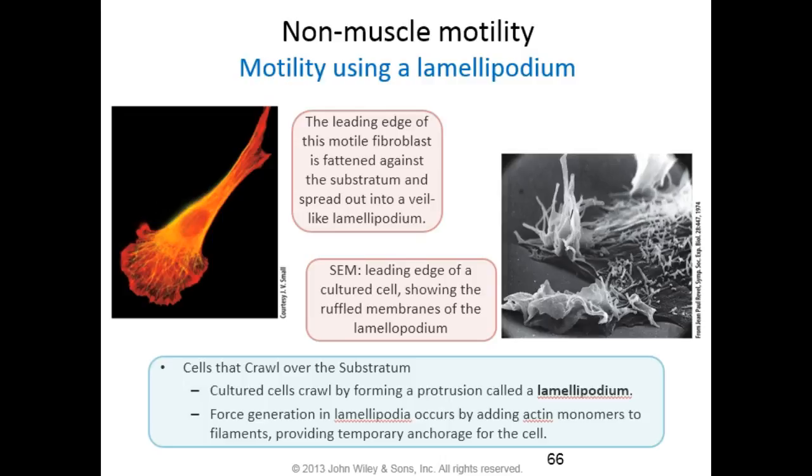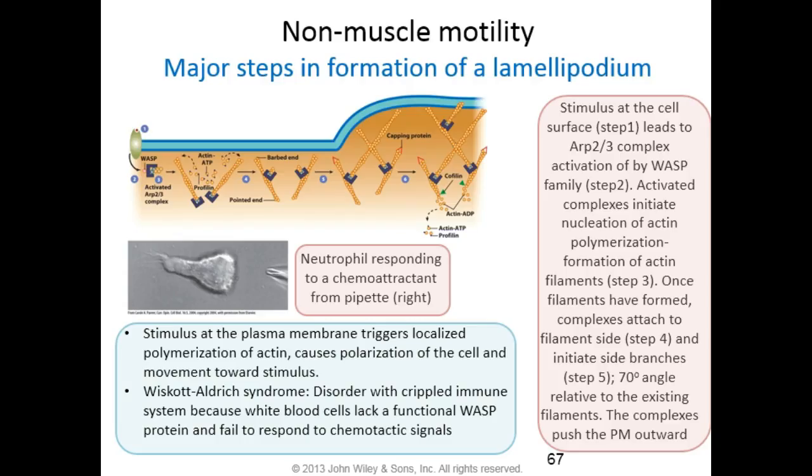Here's more cells that crawl over substratum, and more formations of lamellipodium. And the force generated in the lamellipodium occurs by adding actin polymers to the filaments and providing temporary anchorage or focal points for the cell. So stimulus of the plasma membrane triggers local polymerization of actin during these events and causes polarization of the cell and movement toward the stimulus.